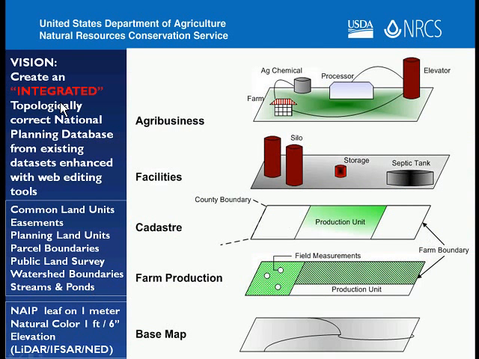We're working on an integrated topologically correct data model, and the concept is that on this base map of image and elevation, we will put important resource information as well as conservation information about agribusiness. So in basics, a geodatabase is a combination of map data and business data.